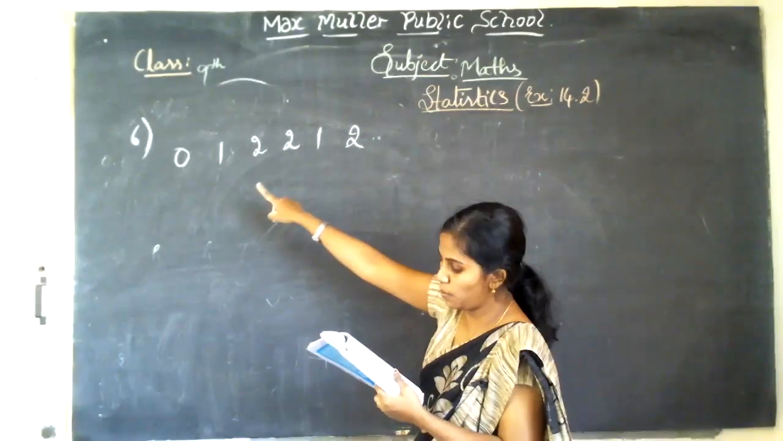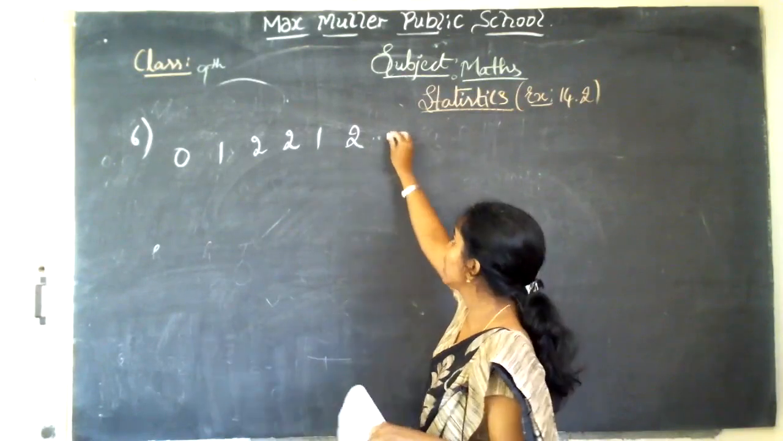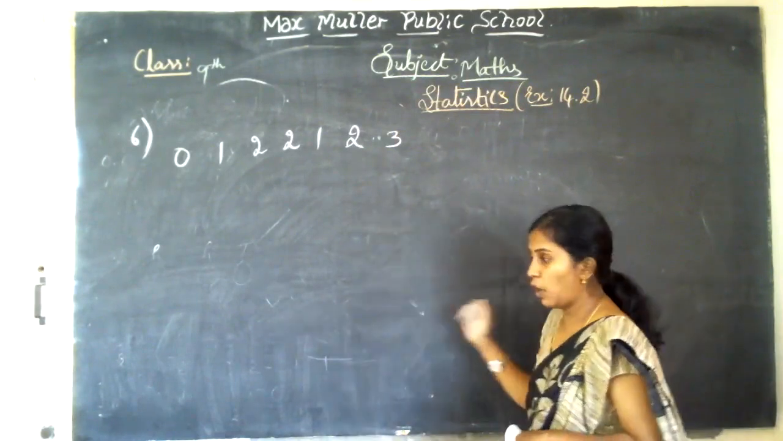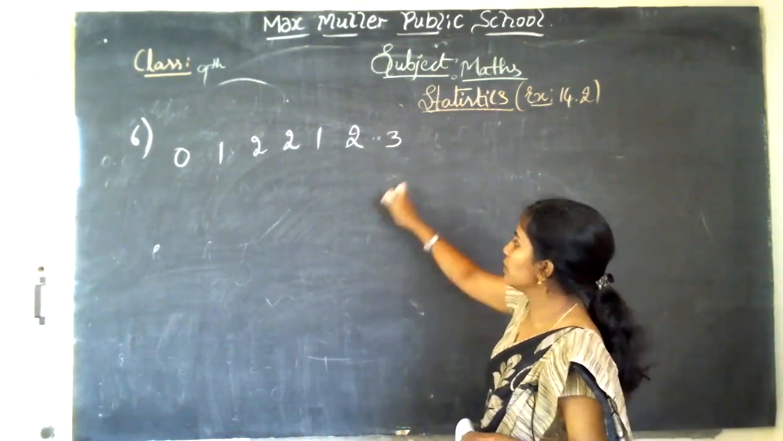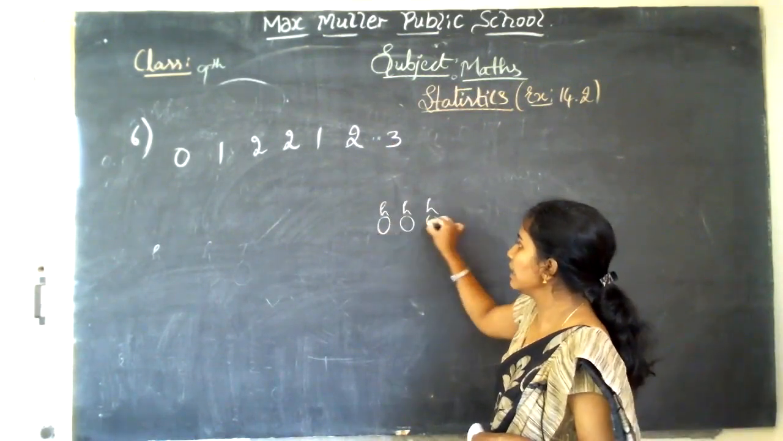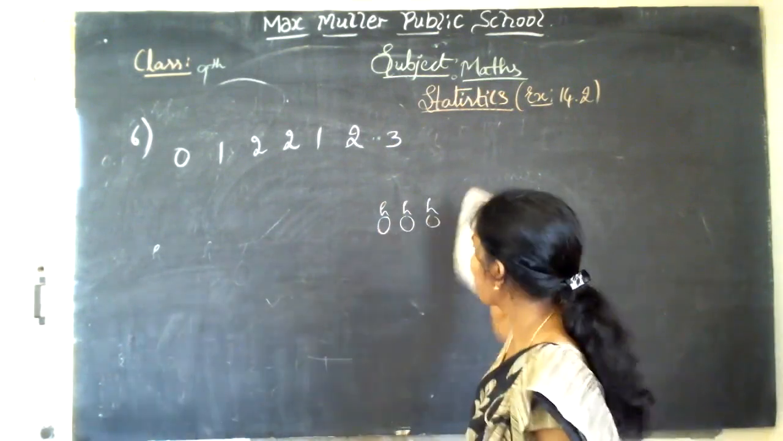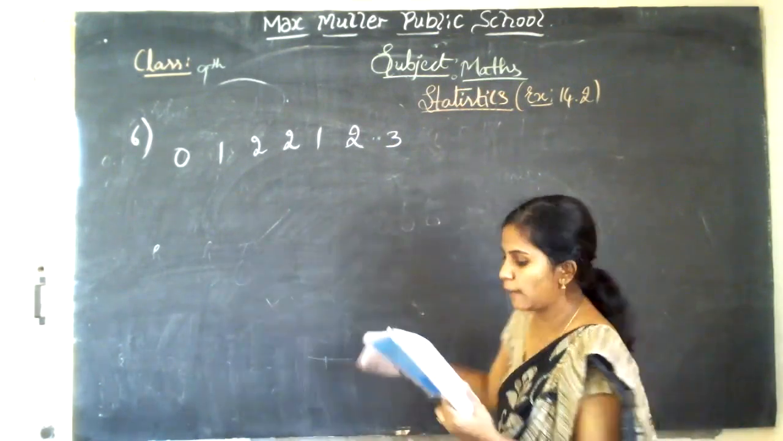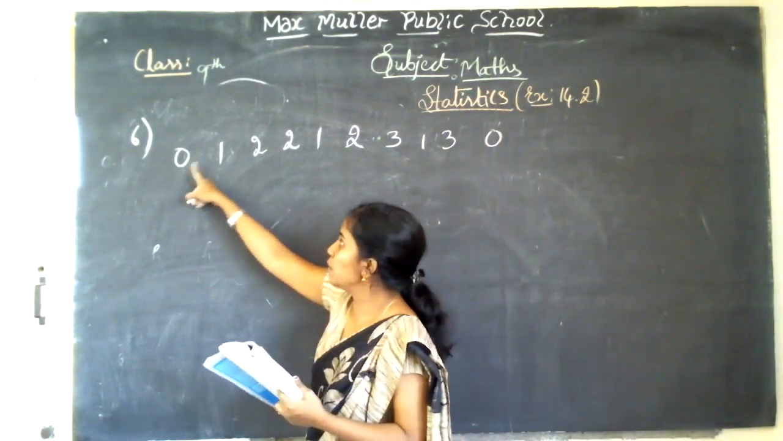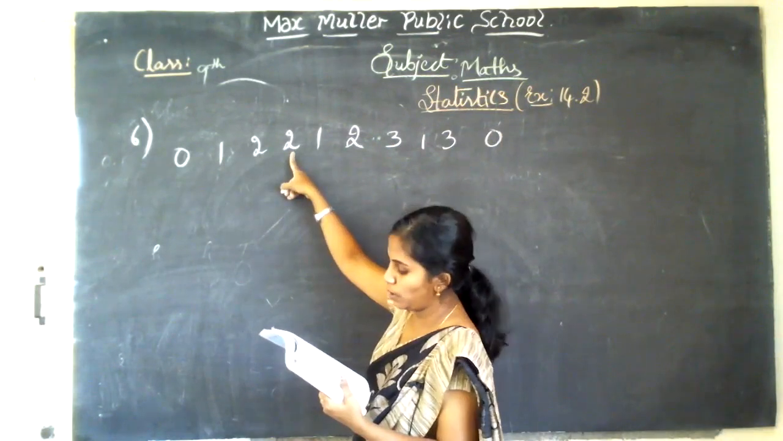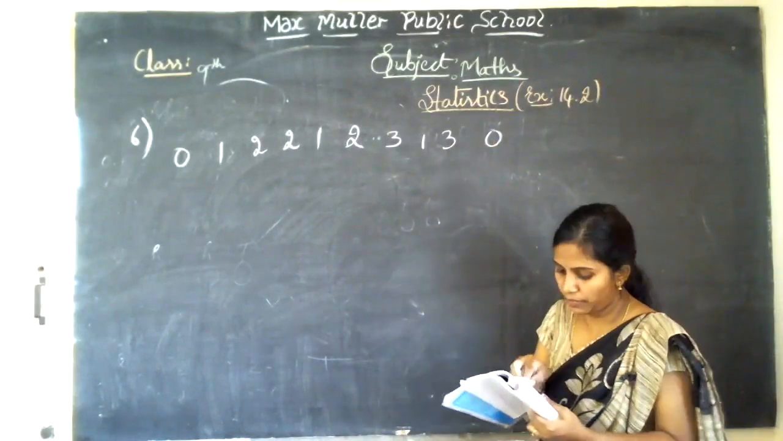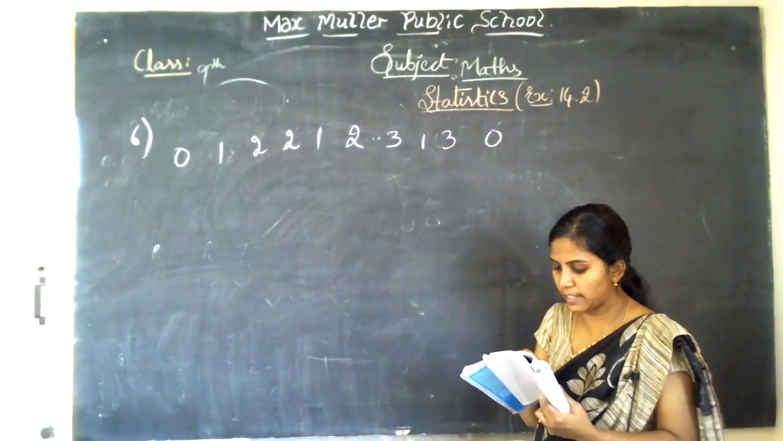Next, 0, 1, 2, 2, 1, 2, 3. What is the meaning of this 3? 3 means when they tossed 3 coins, they got all 3 heads. So next 3, 1, 3, 0. Let me check: 0, 1, 2, 2, 1, 2, 3, 1, 3, 0. So in the first row there are 1, 2, 3, 4, 5, 6, 7, 8, 9, 10.